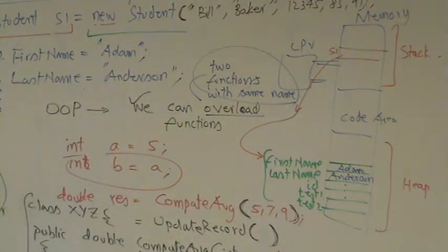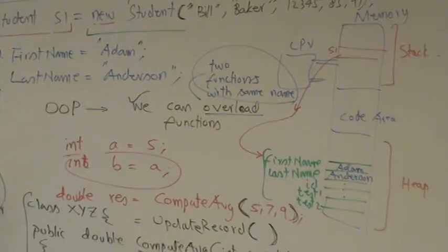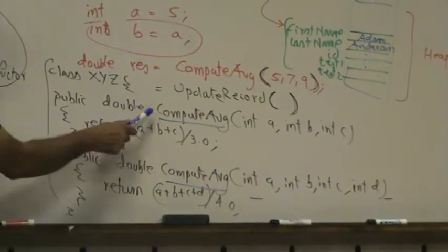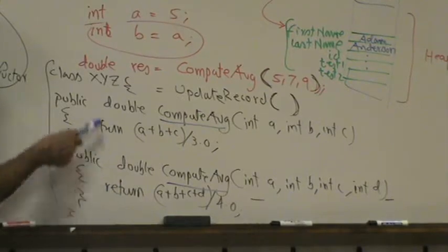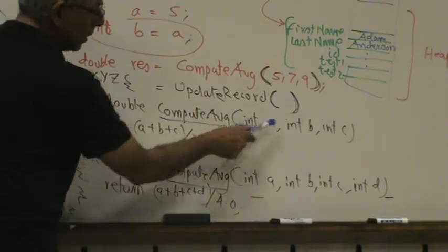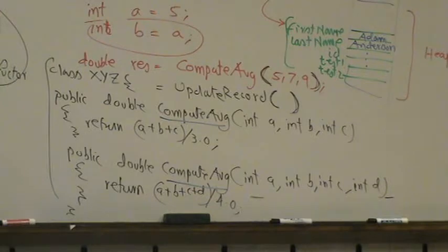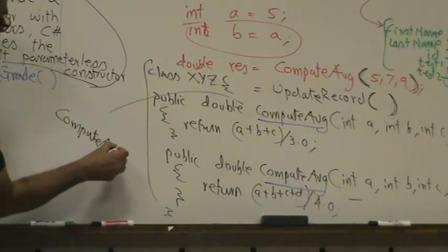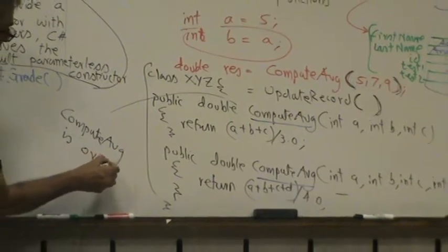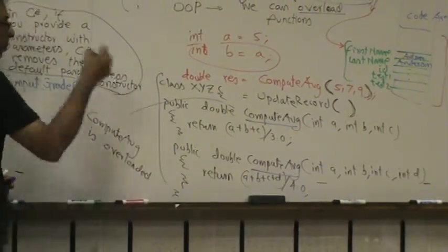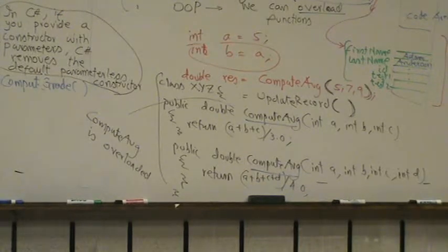So for example, both of them are called computeAVG, both of them are in the same class. One of them takes 3 parameters, one of them takes 4 parameters, so it's perfectly okay. In object-oriented terminology, we will say that computeAVG is overloaded, meaning there's one more computeAVG inside the same class. If both functions have the same parameters, can we write them in the same class?